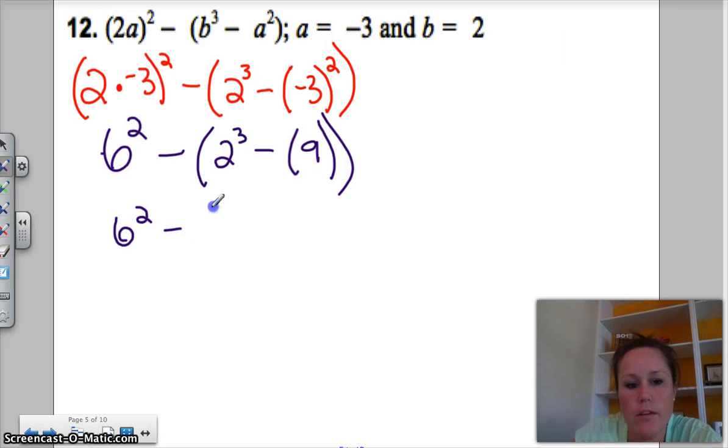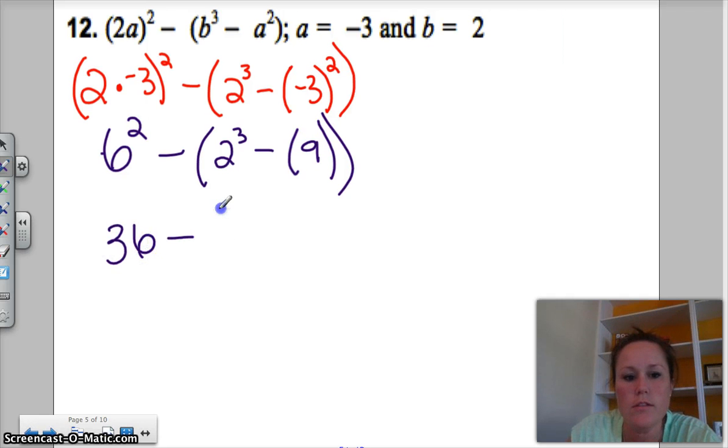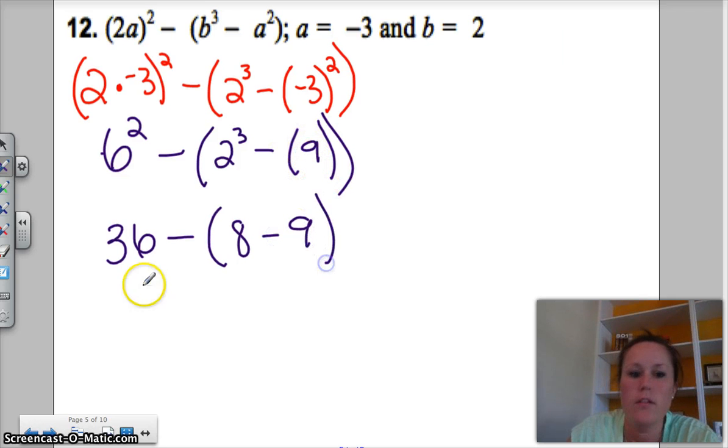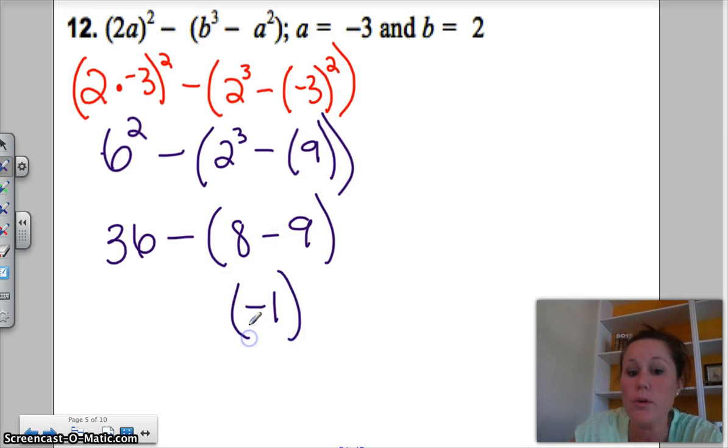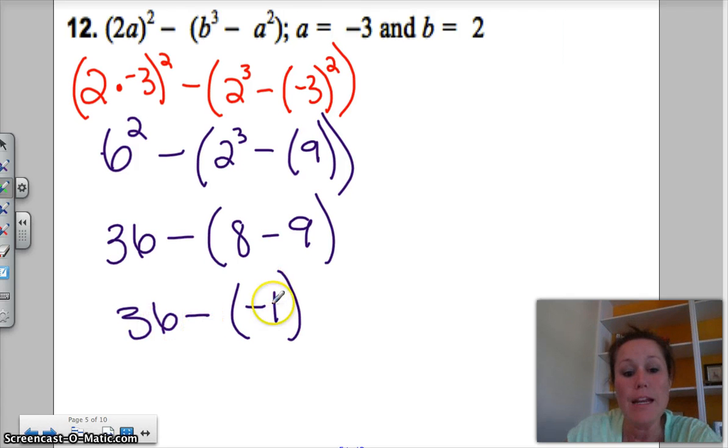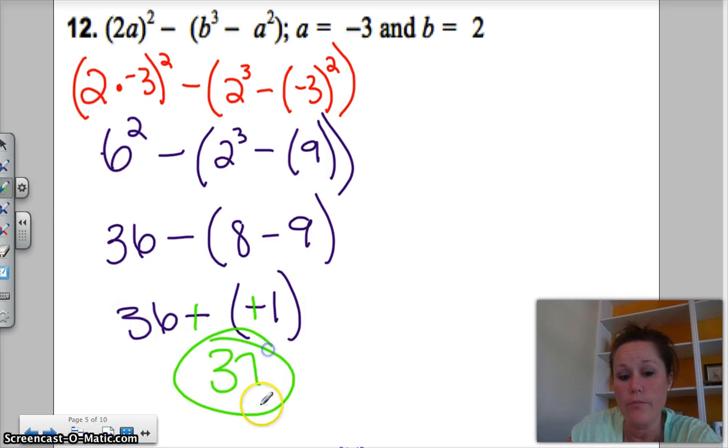6 squared minus 2. Actually, I can do all the exponents. Let me erase. All right, we're going to do all the exponents at once. So 6 squared is 36, because 6 times 6 is 36. 2 to the third is 8. And obviously minus 9. All right, now do what's in parentheses. 8 minus 9 is negative 1. Keep it in parentheses so that you know that that negative goes with the 1. 36 minus negative 1. Hopefully you remember from 7th grade that minus negative means plus positive. So this actually is 36 plus 1. 36 plus 1 is 37. All right.